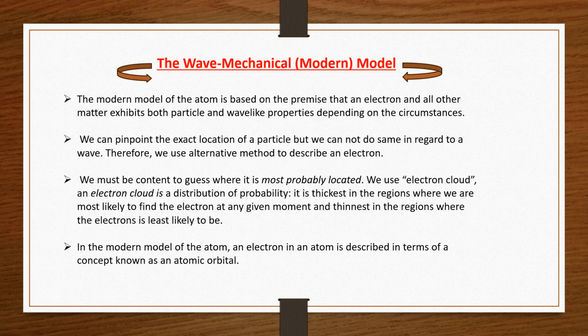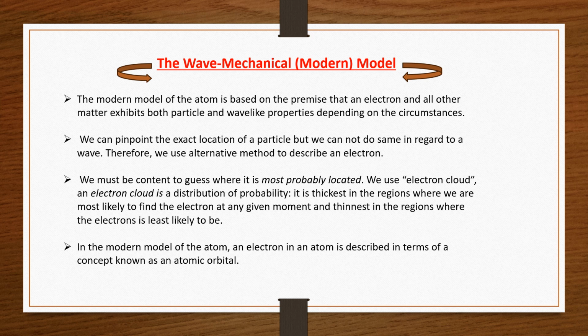The wave mechanical modern model. The modern model of the atom is based on the premise that an electron and all other matter exhibits both particle and wave-like properties depending on the circumstances. We can pinpoint the exact location of a particle, but we cannot do the same in regard to a wave. Therefore, we use an alternative method to describe an electron. We must be content to guess where it is probably located.